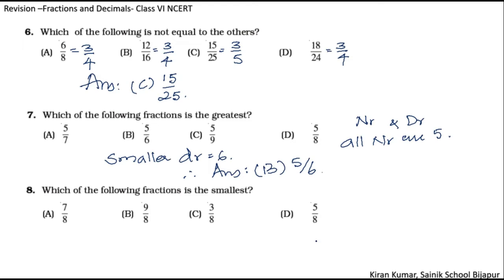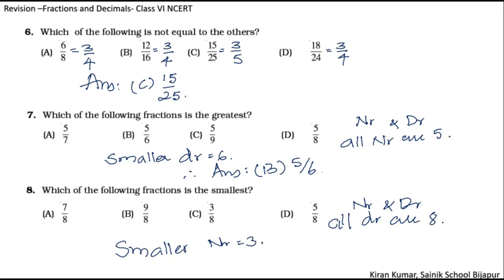Question 8. Which of the following fractions is the smallest? You'll compare again the numerators and the denominators. Here all denominators are 8. So the smaller the numerator, the smaller the value. The smaller numerator here is 3. Therefore, the smallest fraction is option C, 3 by 8.